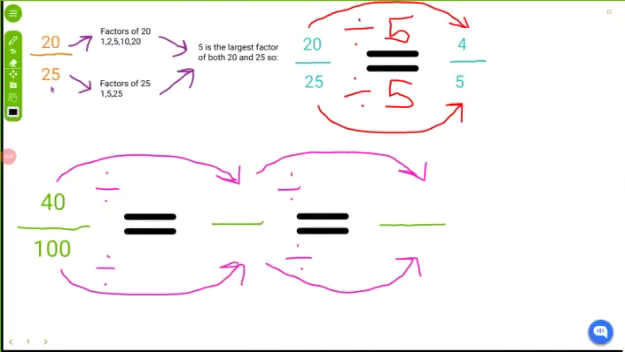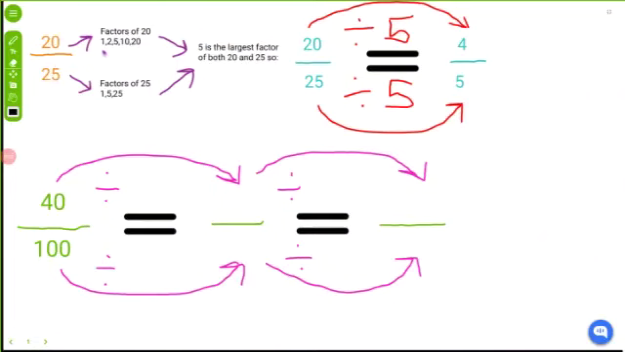And then we need to look at the factors of 25. Okay, so the factors of 25 are 1, 5 and 25. So again, 1 goes into 25 25 times, 5 goes into 25 5 times, and 25 goes into 25 how many times? 1 time. Well done.